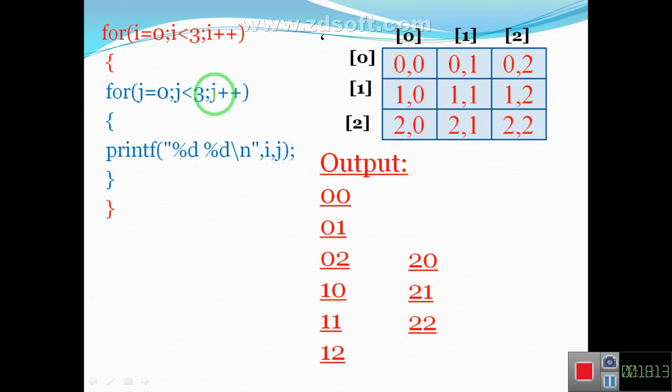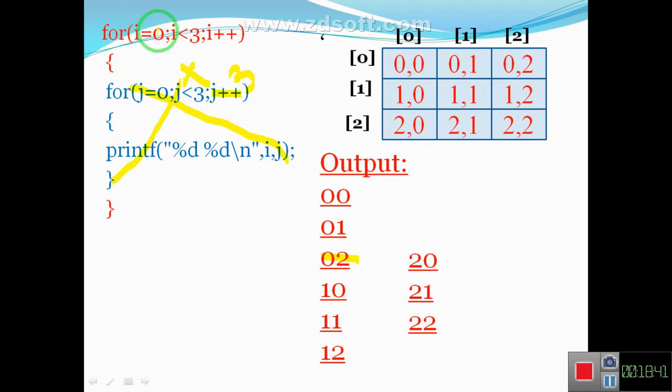So the third time, after completion of 0, 2, again j is incremented to 3. Now the condition fails. 3 is less than 3? 3 is not less than 3. The condition fails, so this particular for loop is getting terminated. Then it is coming outside. The outside is the i for loop.